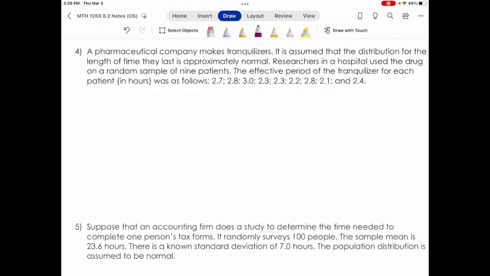In example 4, it says a pharmaceutical company makes tranquilizers. It is assumed that the distribution for the length of time they last is approximately normal. Researchers in a hospital use the drug on a random sample of 9 patients. The effectiveness of the tranquilizer for each of the patients in hours is as follows. So we are given the data. It was not given to us that we have the population standard deviation. This is unknown. We don't know what sigma is. So what that tells us is that we have to use t-interval.